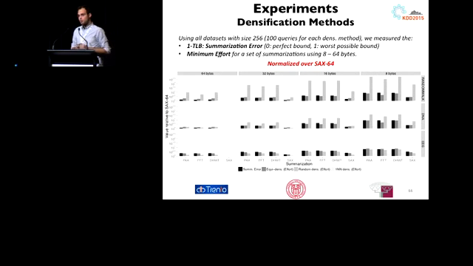So the first experiment was to check the different densification methods. Using all datasets with length 256 data series, we generated 100 queries using each densification method. What we measured was the summarization error. We defined summarization error as 1 minus TLB. So a perfect lower bound would have a summarization error of 0, while the worst possible bound would have a summarization error of 1. We also measured the minimum effort for a set of summarizations ranging from 8 to 64 bytes, for PAA, FFT, DHWD, and SAX.